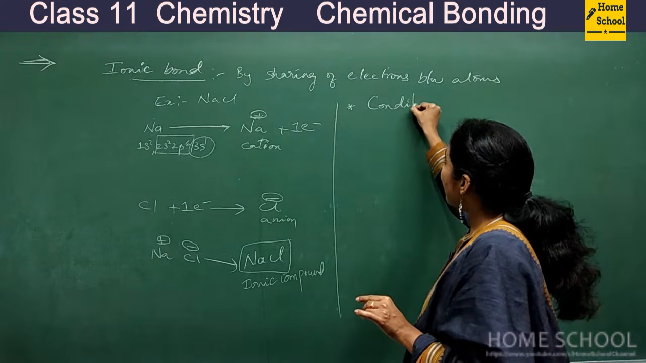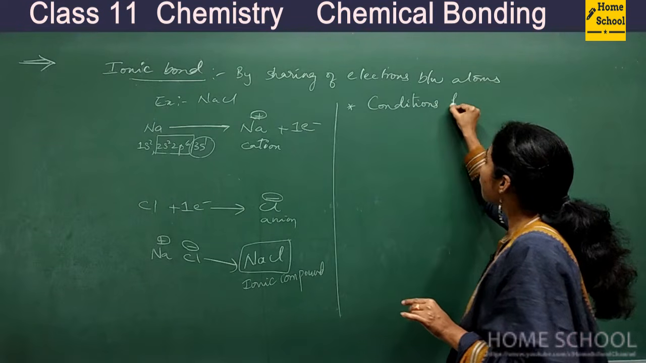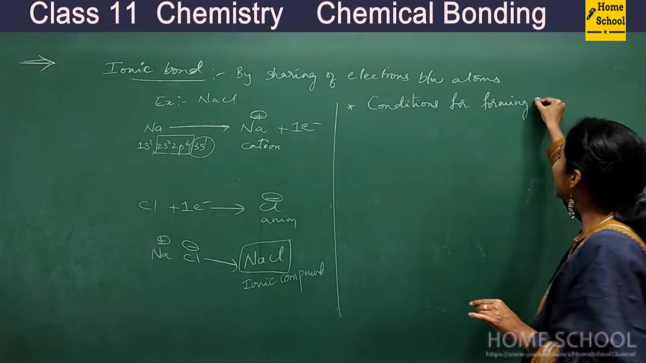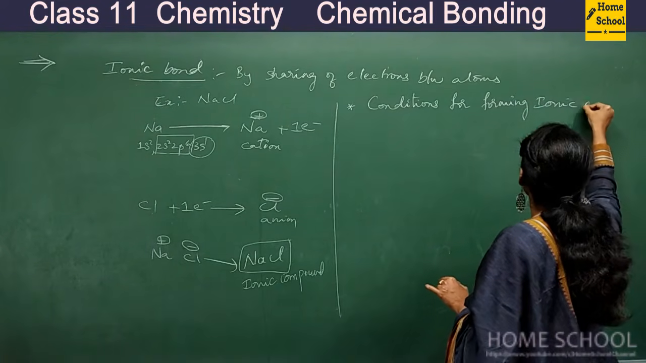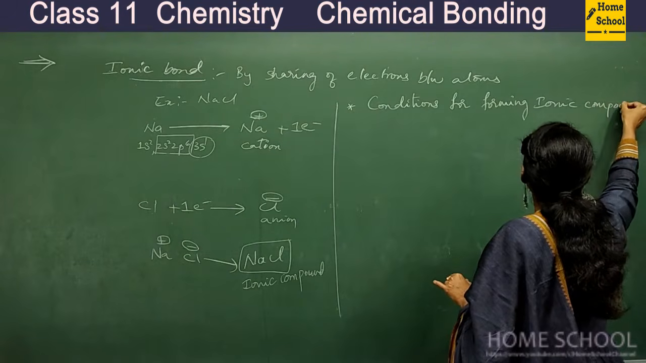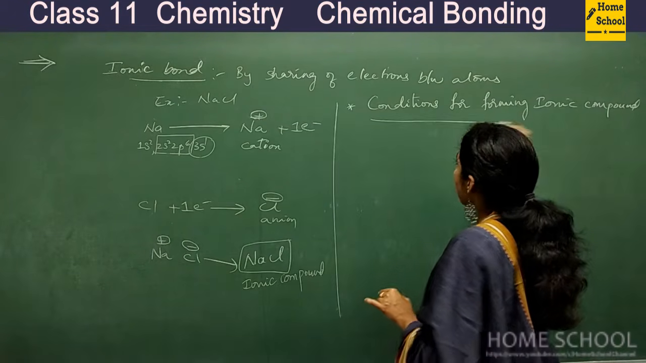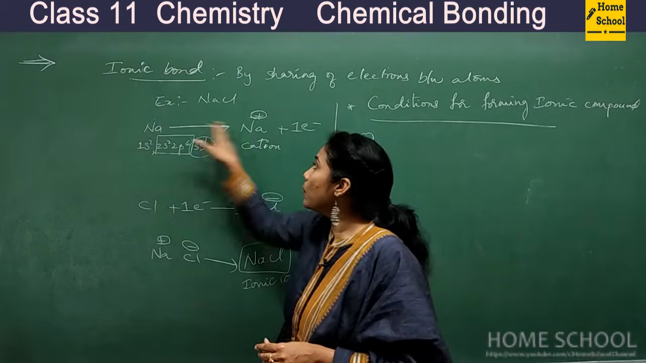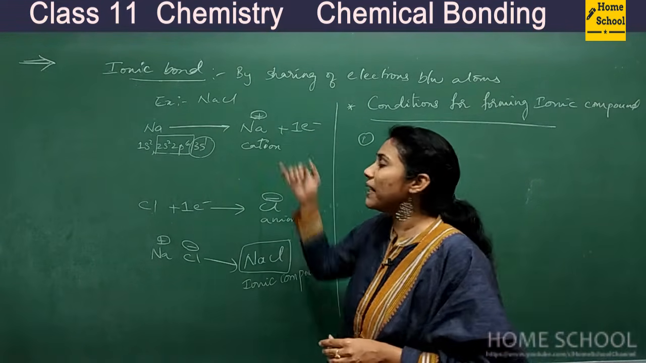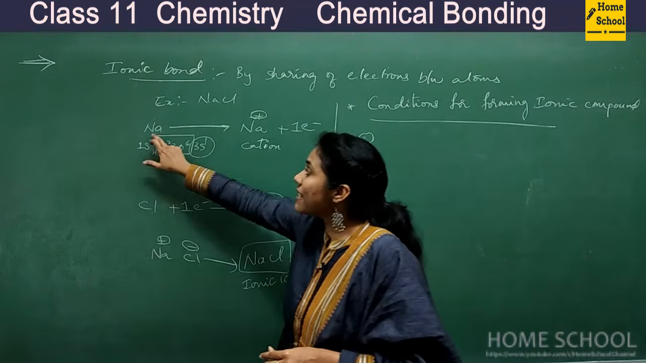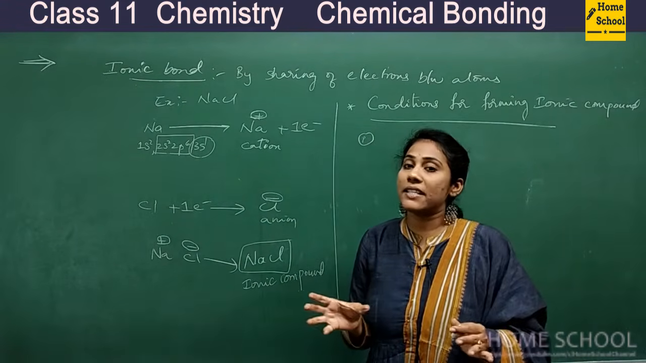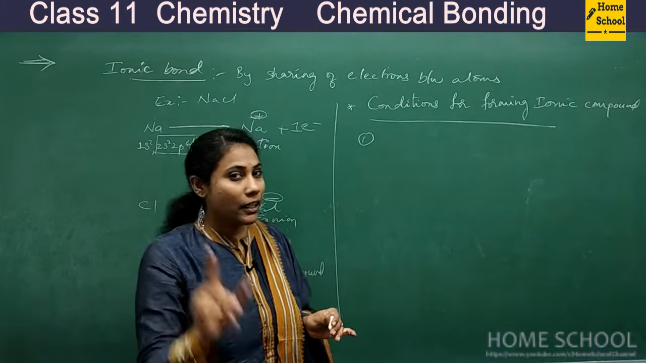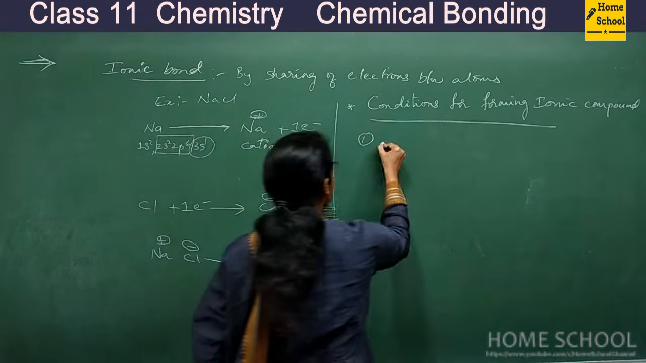So I am going to talk about the conditions for forming an ionic compound. So note it down, guys. This is very, very important to understand. The first condition: the atom that is losing an electron to form a cation must have large atomic size and it should have less ionization enthalpy. So what is our first condition?